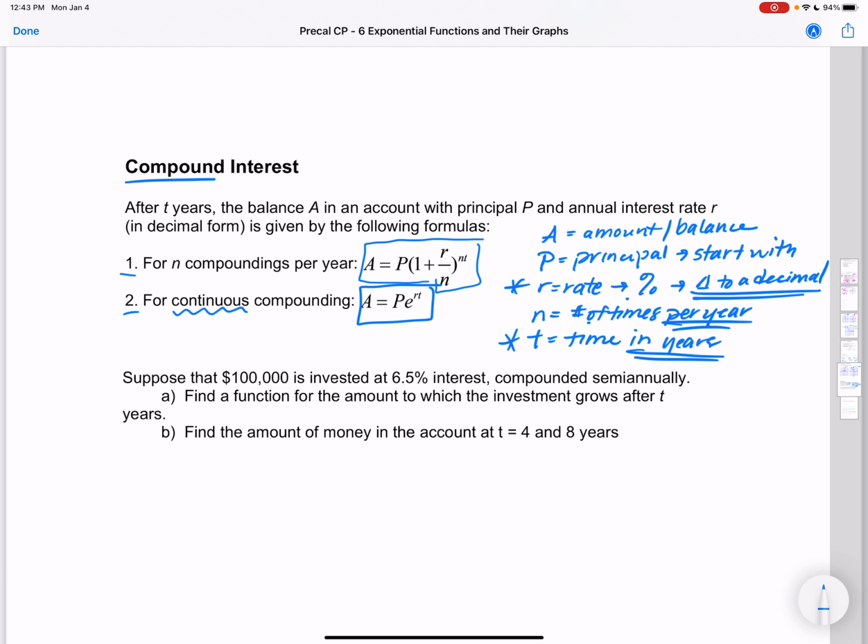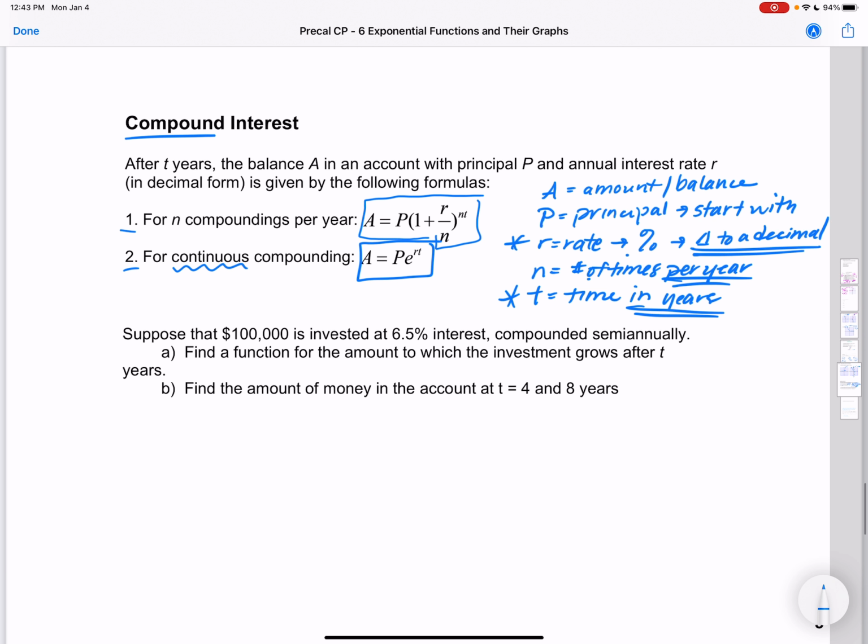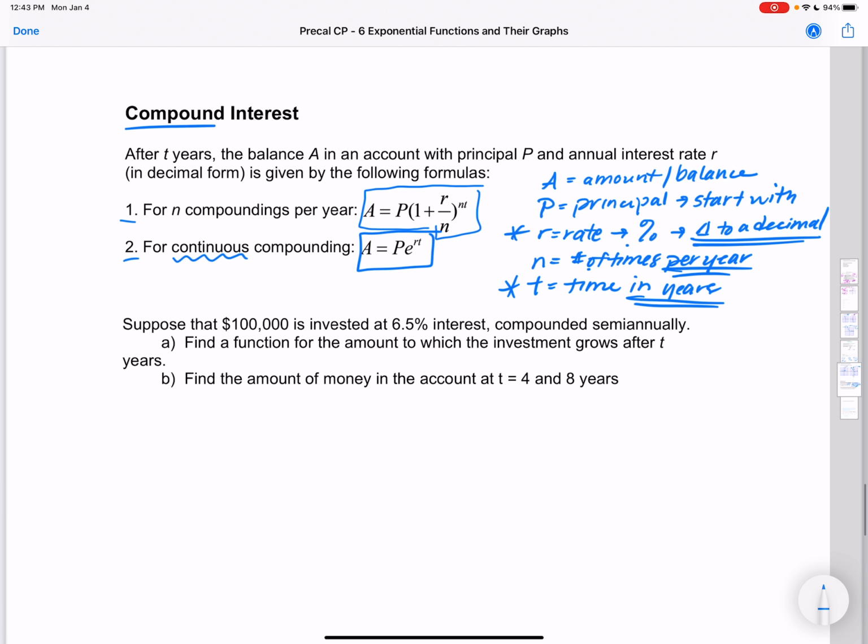All right, so here we go. Here's our first example. Suppose that $100,000 is invested at 6.5% interest, compounded semi-annually. Find a function for the amount to which the investment grows after t years, and then find the amount of money in the account at 4 years and at 8 years.